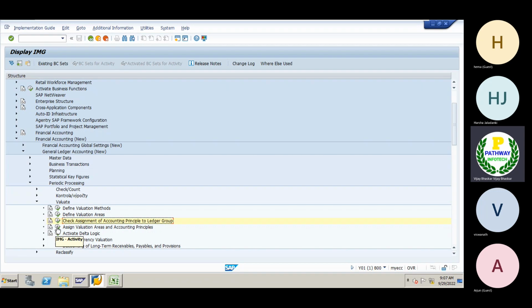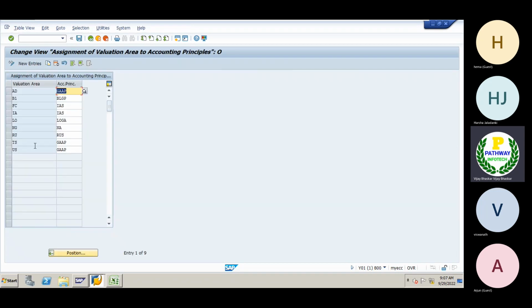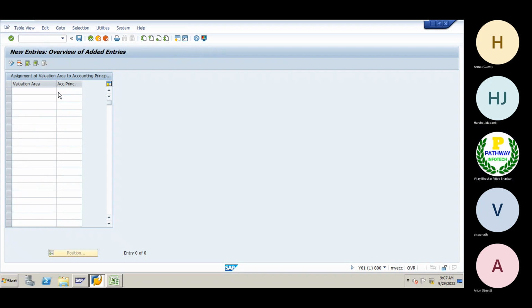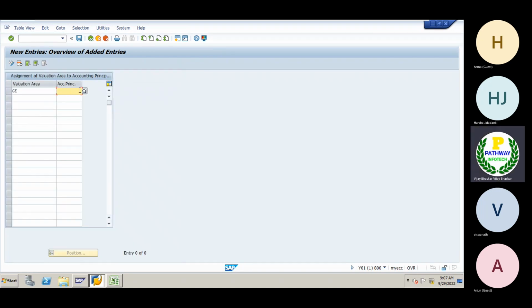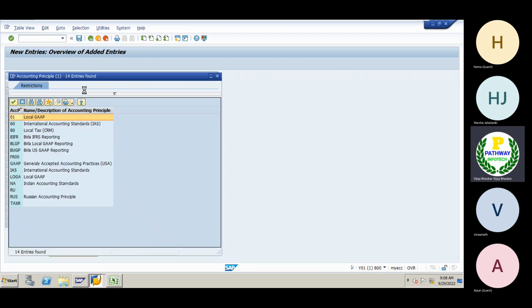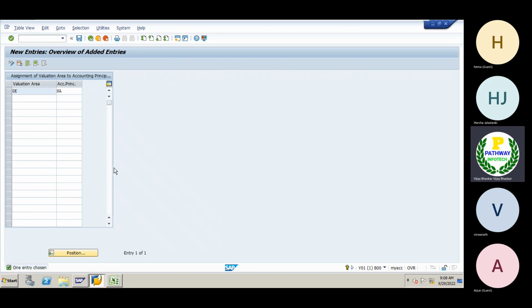Then assign valuation area and accounting principles. Here we can assign, then new entries, the valuation area that we have defined, GE. Then the accounting principle, we can assign the accounting principle as Indian accounting standards. Okay, then enter, then save it.